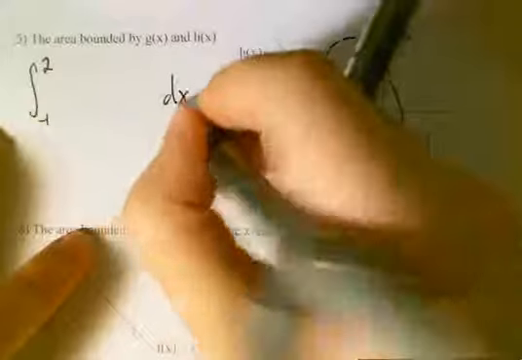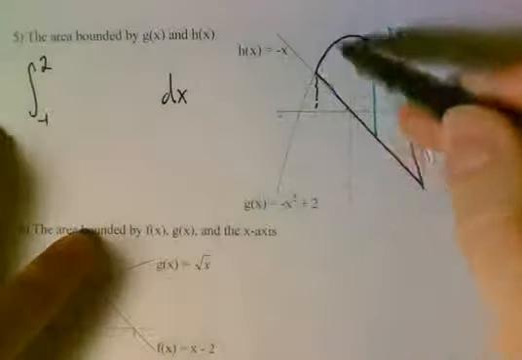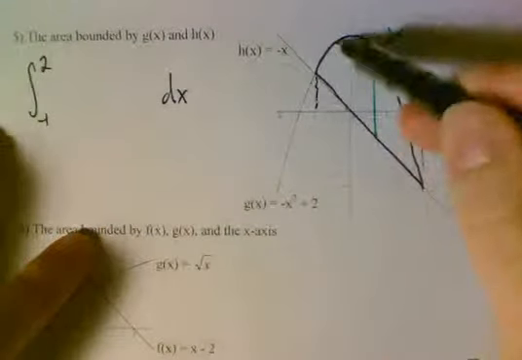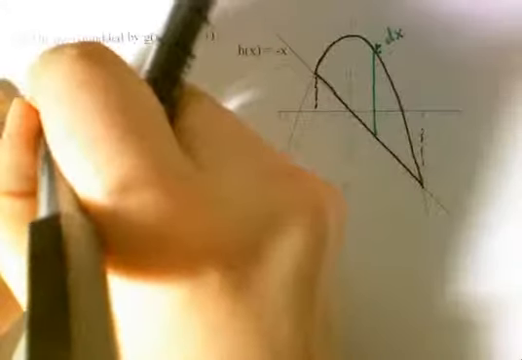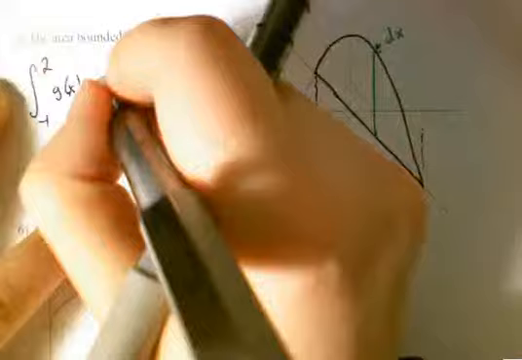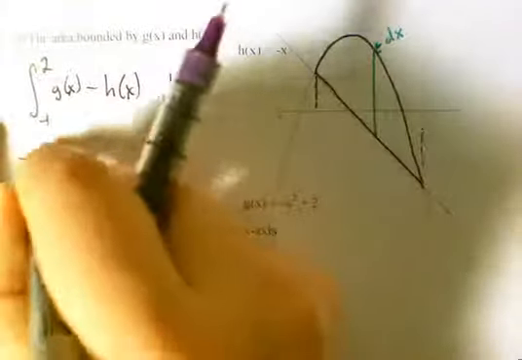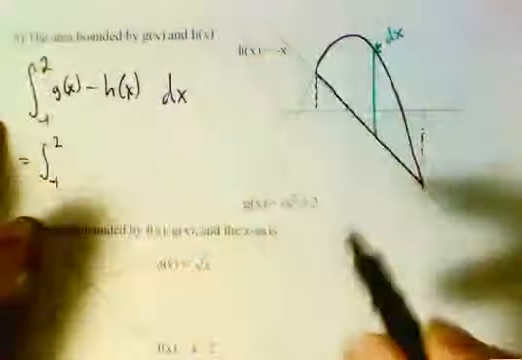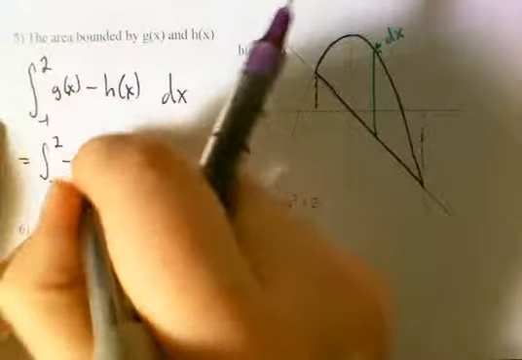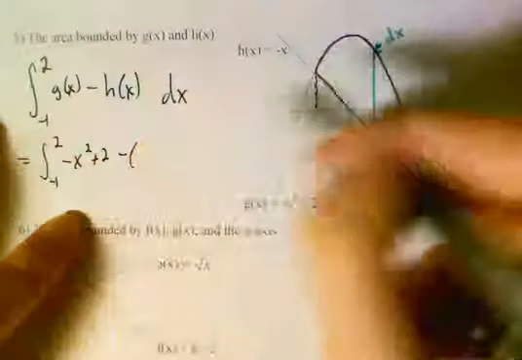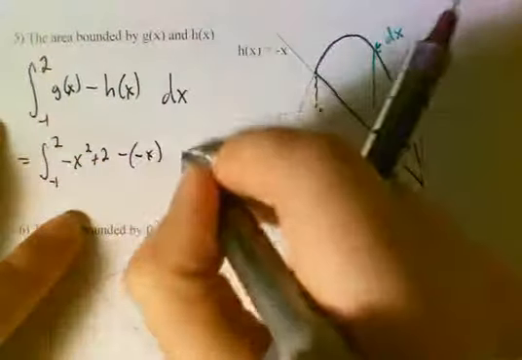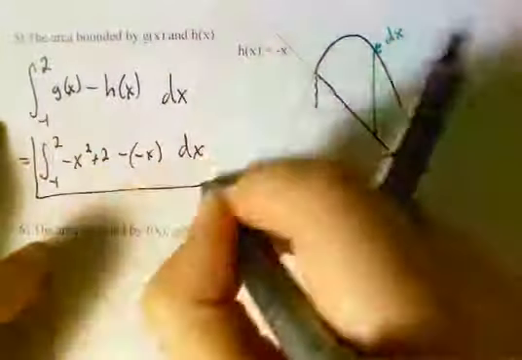Our width is dx. g of x here is on top during the section that we're trying to find. Let's write it out this way first: g of x minus h of x. And when we substitute that, g of x is -x squared plus 2. h of x is -x, dx.